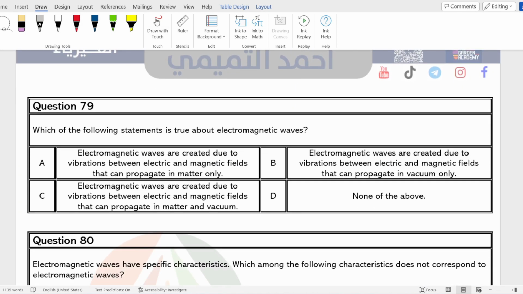We move now to the next question. It says, which of the following statements is true about electromagnetic waves? A. Electromagnetic waves are created due to vibrations between electric and magnetic fields that can propagate in matter only. This is incorrect. B. Electromagnetic waves are created due to vibrations between electric and magnetic fields that can propagate in vacuum only. This is also incorrect. C. What is the difference? Same statement, but what does it say? They can propagate in matter and vacuum. So the correct answer is C.